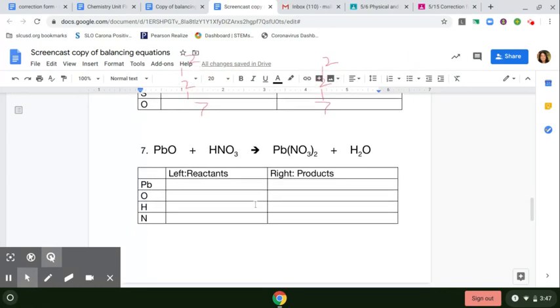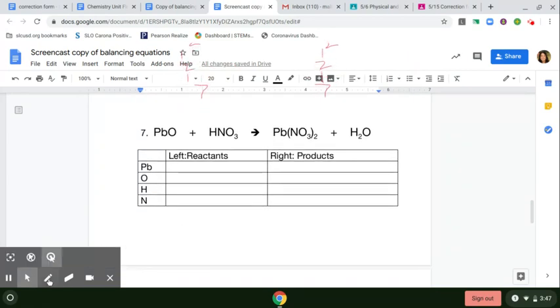Okay, let's move on to this one, number 7. So we have Pb is lead, and I have 1 lead atom. O is oxygen. I have 1 here and I have 3 here, so that gives me 4. Hydrogen, I have 1 on my reactant side, and nitrogen, I have 1. And let's look over here. So Pb, I have 1.